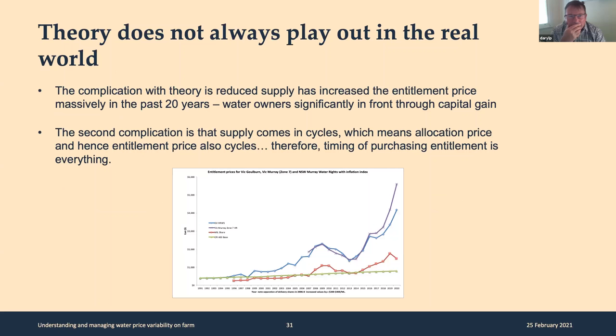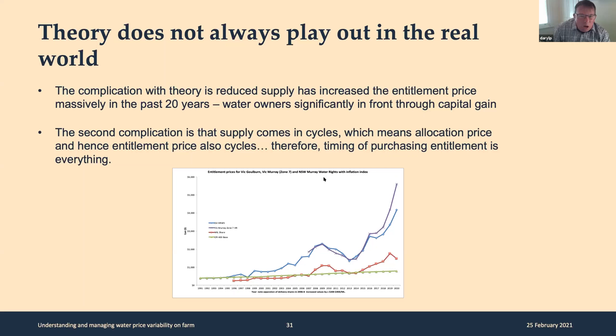And what's the but about? Well, theory doesn't always play out in the real world. And what we've seen in the real world, especially in the last 20 years, is that the owner of water has definitely been way, way in front. There's been a significant capital improvement on that water over the last 20 years, a combination of a reduction in the consumptive pool through the Basin Plan and a period of lower supply, lower allocations and lower water available. The other complication here too is that it comes in cycles, which means allocation price and entitlement price also cycle.